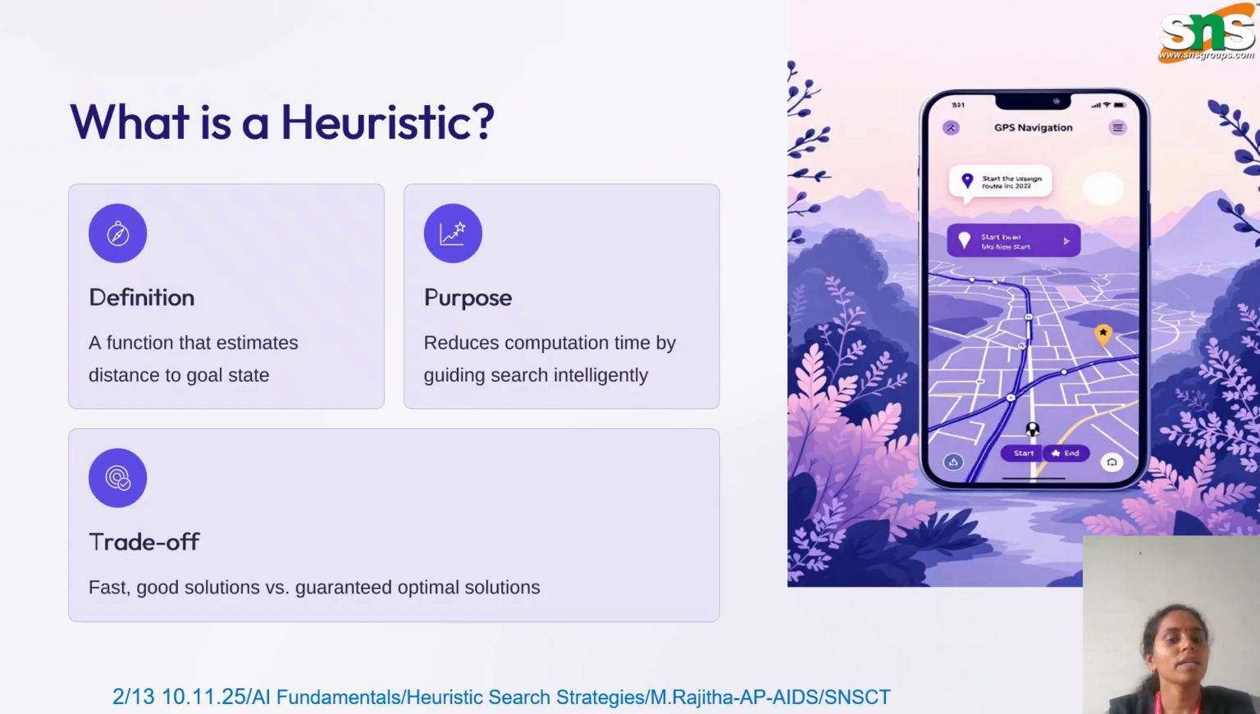And next is, what is a heuristic? A heuristic is a guide that estimates how close we are to the goal. It helps reduce the time and effort required to find a solution. For example, on a map, the straight line distance between two cities is a heuristic that estimates travel distance. However, heuristics are not perfect. They trade accuracy for speed. The idea is to find a good enough solution faster rather than a perfect one slowly.